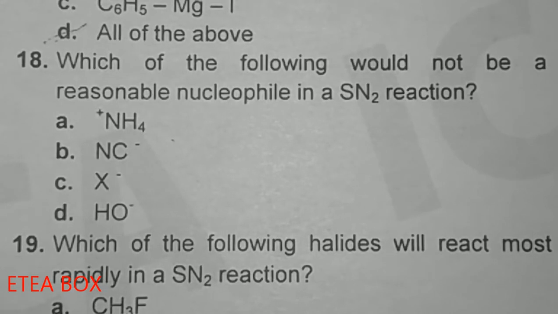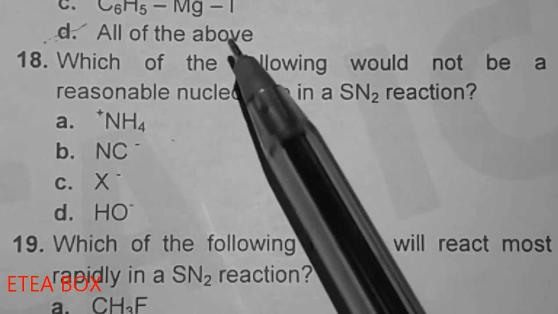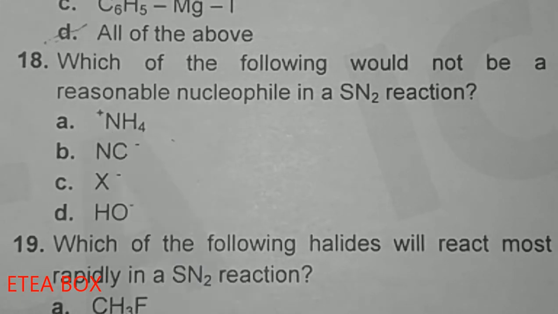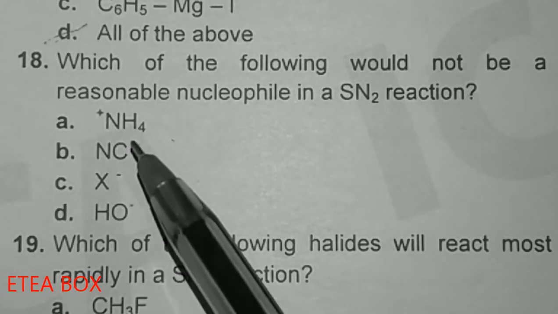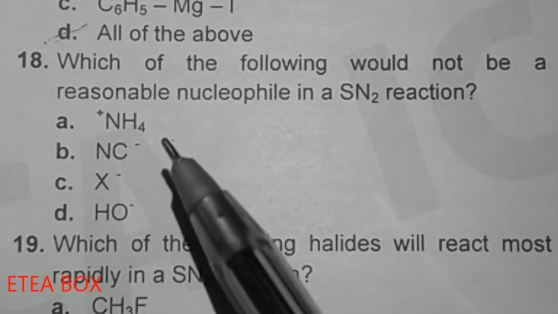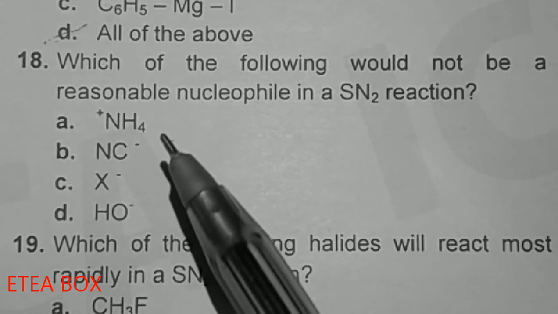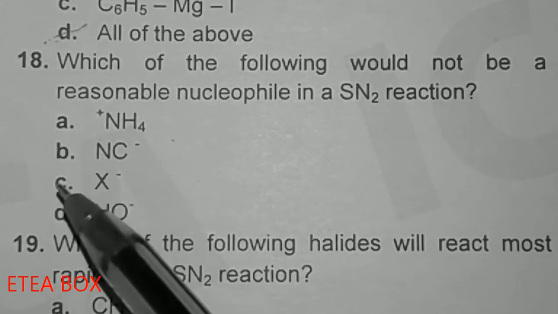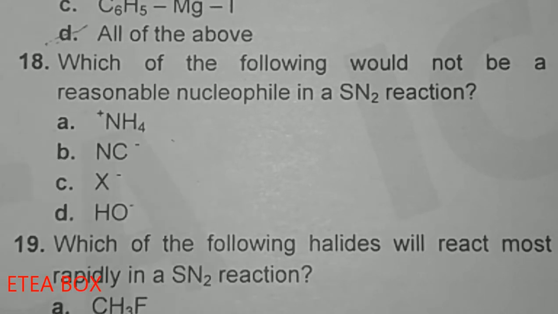Which one of the following would not be a reasonable nucleophile in SN2 reaction? Now look at the option A. This one is an electrophile, okay, because it has a positive charge, so it means that this one is in search of the electron, okay, so this one is not a nucleophile, okay, option A is correct, not a nucleophile, so this one is an electrophile, okay.